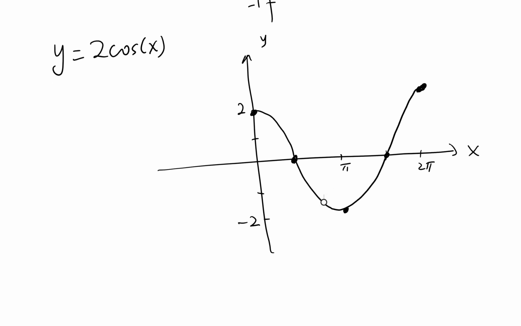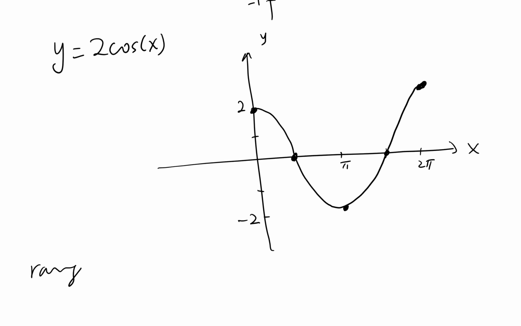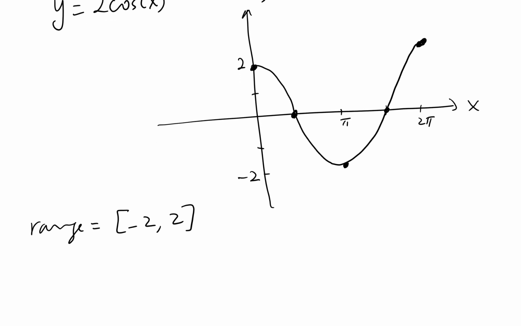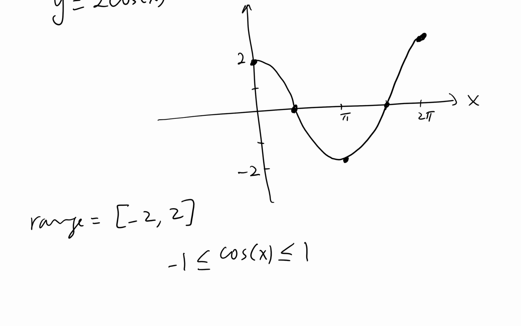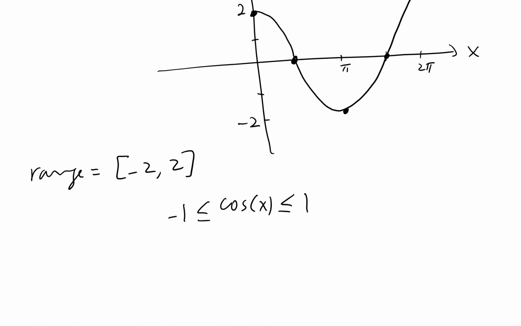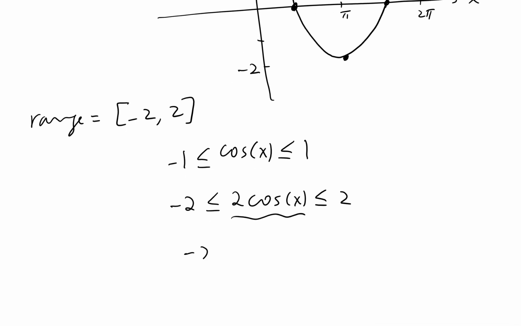Now, the range for this is from exactly -2 to 2. So how do we work that out? We know that cosine x is between -1 and 1. That's another method to look at this. If you multiply everything by 2, you get -2 less than or equal to 2 cosine x less than or equal to 2. But this quantity here, that's the y value. So -2 less than or equal to y less than or equal to 2. So you can see that the range is from -2 to 2.